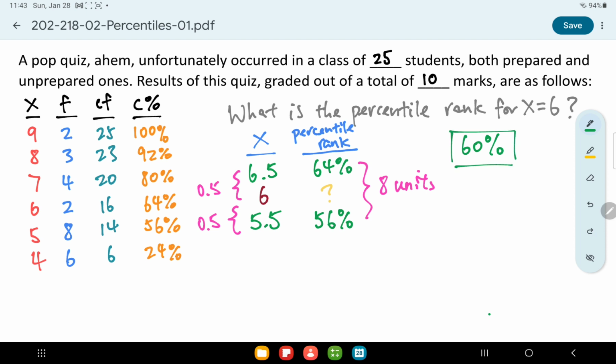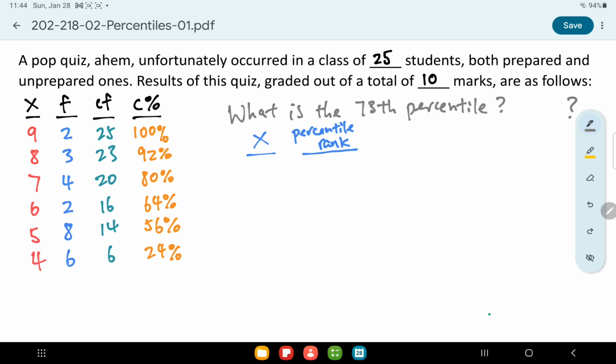There we go. Okay, well, let's change things up a little bit. So let's consider a different kind of question. What is the 73rd percentile? There was a typo, should not have used TH, should have put RD, 73rd percentile. What is the 73rd percentile?